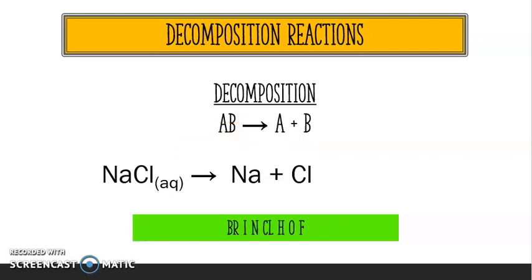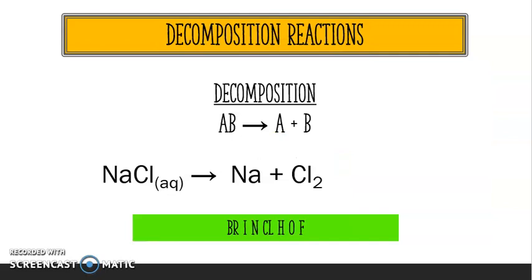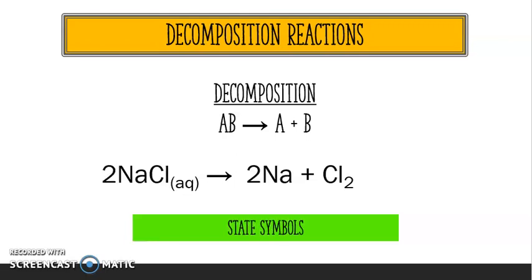Next, check for Brinkelhoff. And again, this only applies to bromine, iodine, nitrogen, chlorine, hydrogen, oxygen, and fluorine. Now that's right, we do have an element here that applies to Brinkelhoff. But again, Brinkelhoff only applies to single elements, not to elements that are inside of compounds. So let's put a little 2 behind the chlorine. Next up, we're going to need to balance the equation. And finally, include the state symbols.